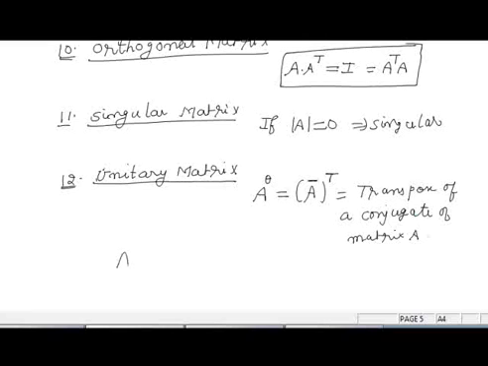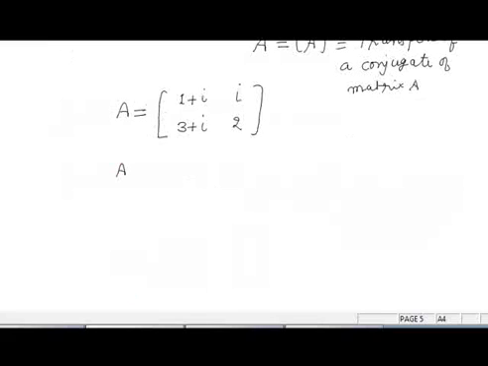So let's consider one example. Let's say, for example, A is nothing but 1 plus I, 3 plus I, and 2. So in this, the first thing I need to do is to take the complex conjugate of this matrix. We'll do it step by step. So A complex conjugate, it means we need to take the complex conjugate of each term. So the complex conjugate of 1 plus I is 1 minus I. Complex conjugate of I is minus I. For 3 plus I, it will be 3 minus I. And since it is a real number, it will remain the same.